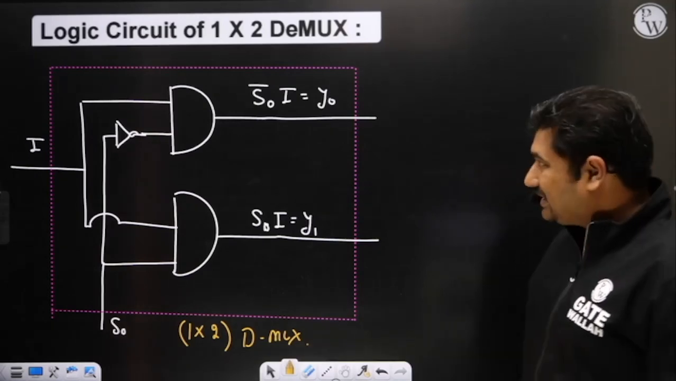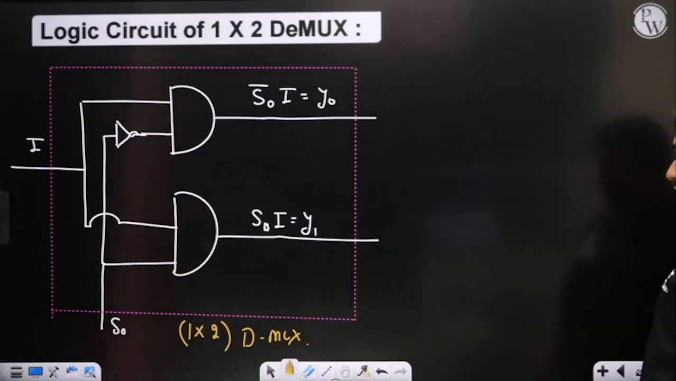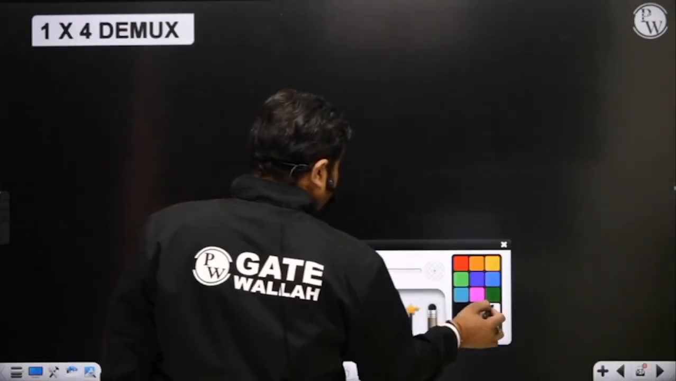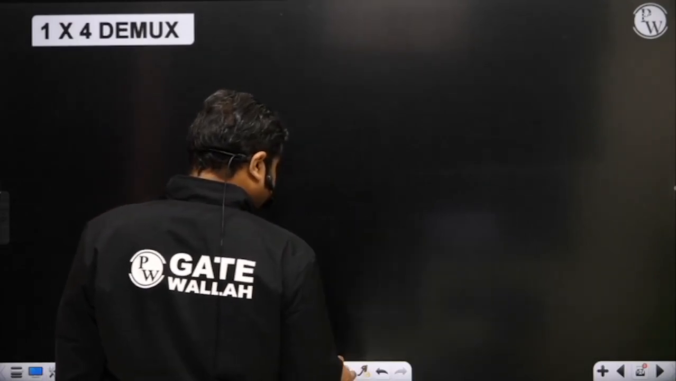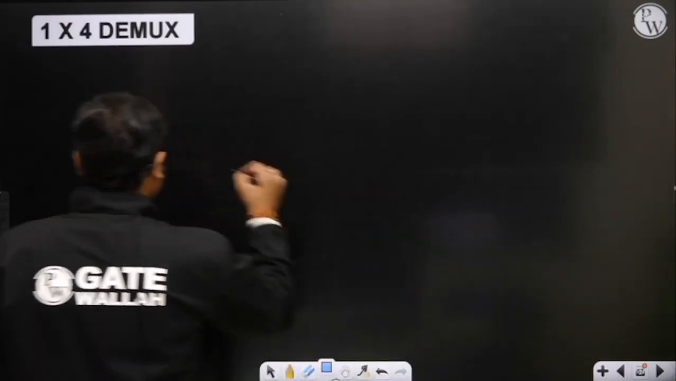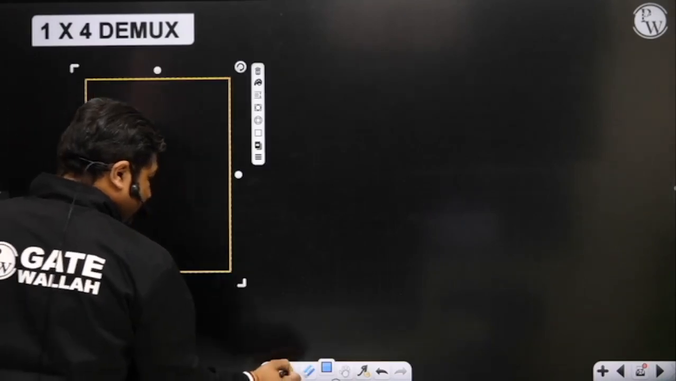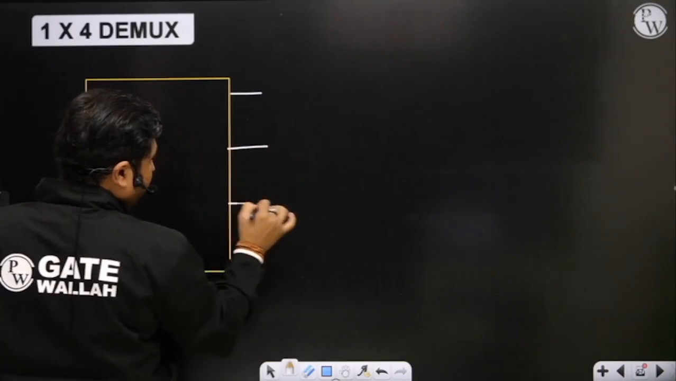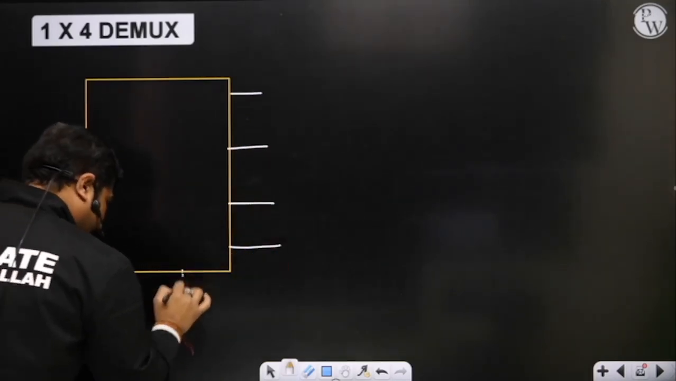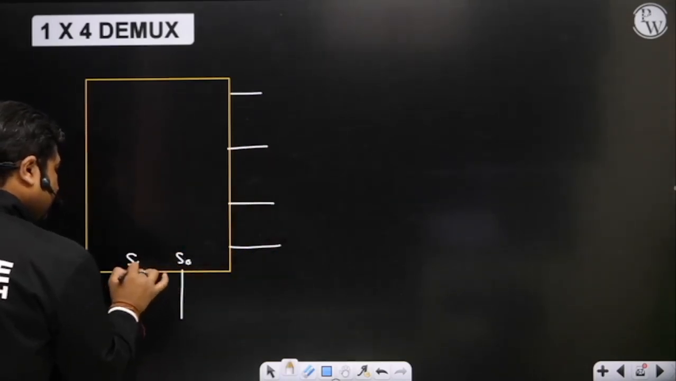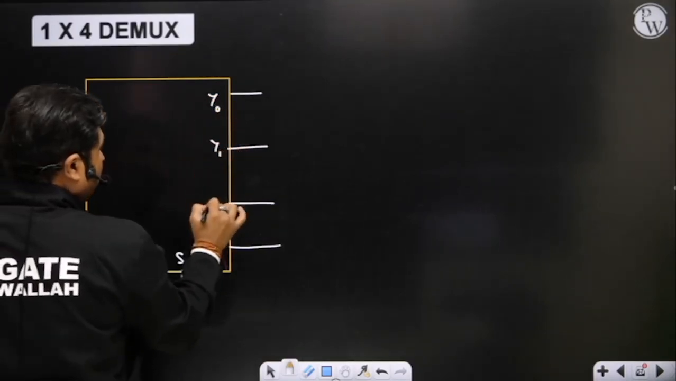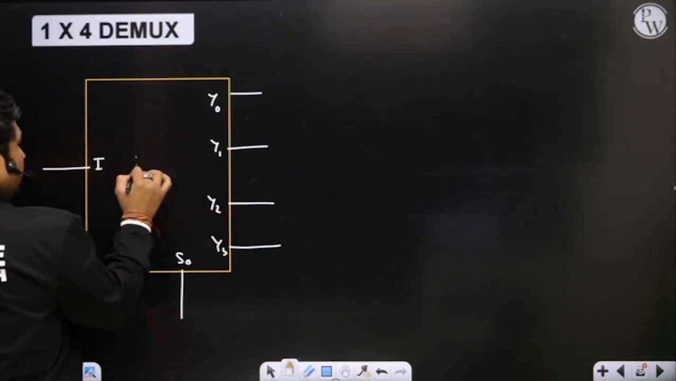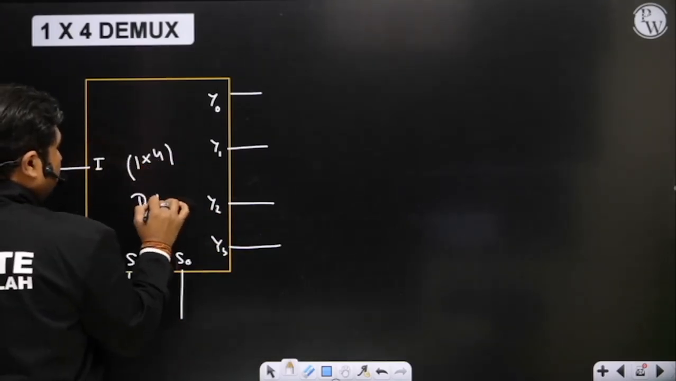Is it okay? Can you design a 1 cross 4 demux? Yes, sir. We can design 1 cross 4. How to design 1 cross 4, sir? First, I am trying to show the representation. So we have outputs Y0, Y1, Y2, Y3, and we have select lines S0, S1, and input I. Sir, this is your 1 cross 4 demux.